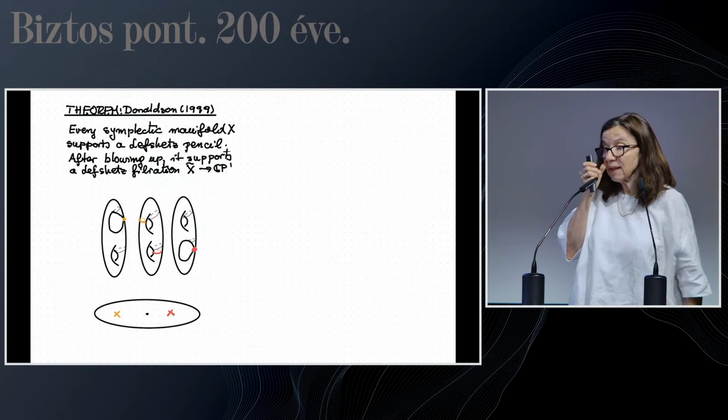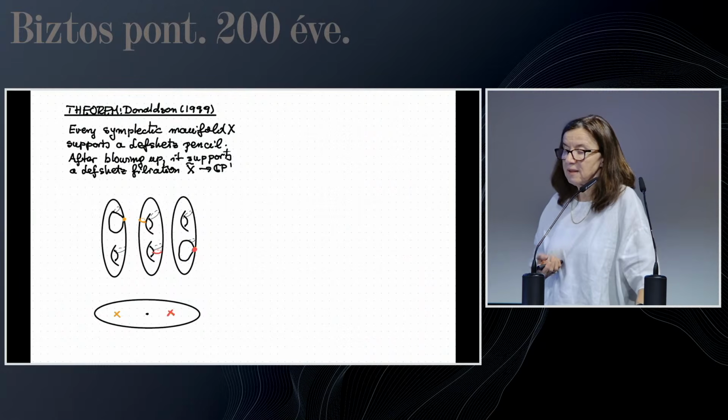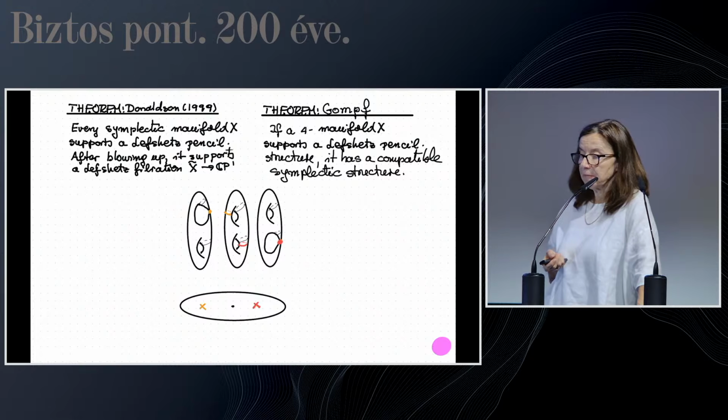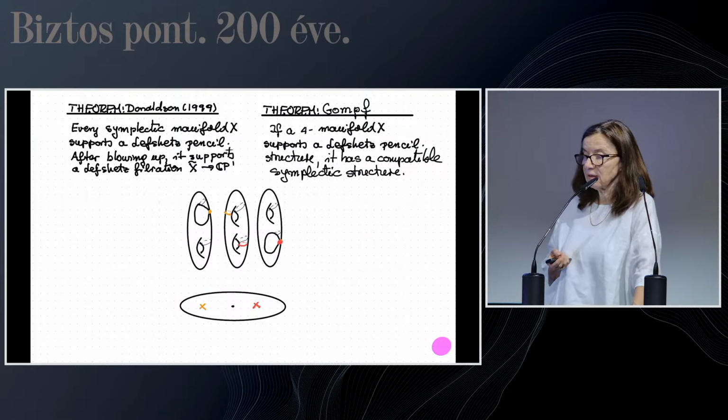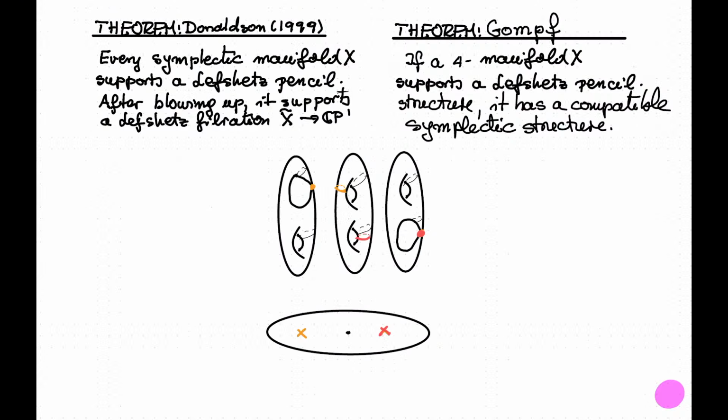So Donaldson in 1999 proved that every symplectic manifold supports a Lefschetz pencil, and after blowing up, this pencil gives a Lefschetz fibration. Because the structure of the neighborhood of a singular point is well understood as a surgery on a product, adding a handle along this vanishing cycle, Gompf proved that if a four-manifold supports a Lefschetz pencil structure, then it has a compatible symplectic structure.